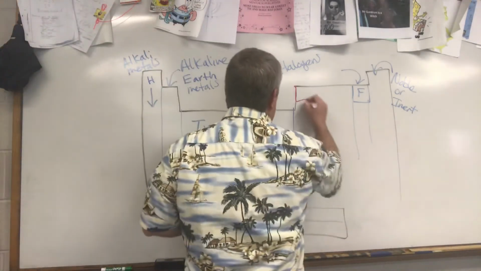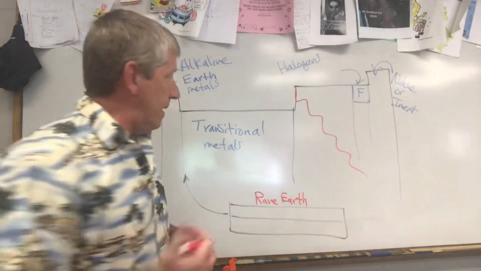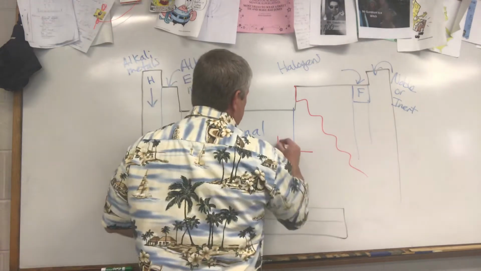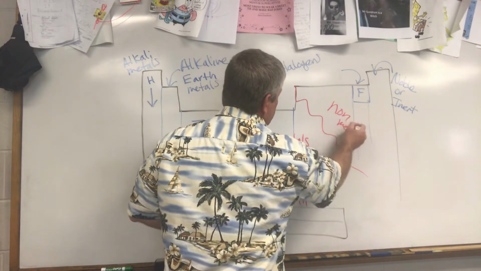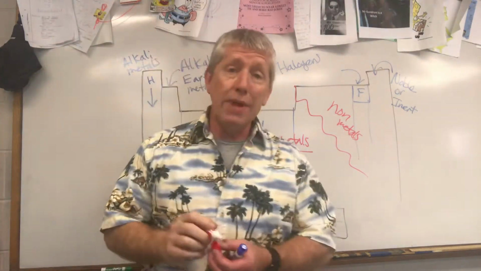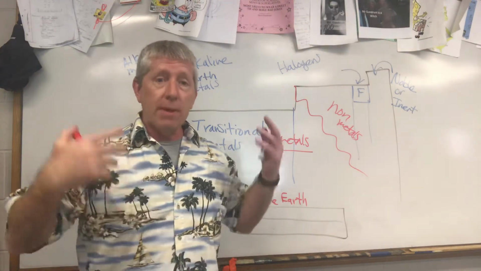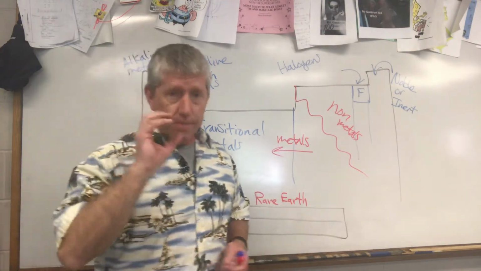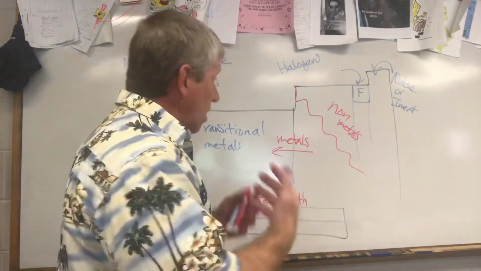That bold step-like line divides the metals versus non-metals. Your metals are over here. Your non-metals are over here. That's important to know because you're going to name compounds, and when you name compounds, you've got to know metals and non-metals because they have different naming systems. So the metals versus non-metals, you have to name them differently because they are metals or non-metals.